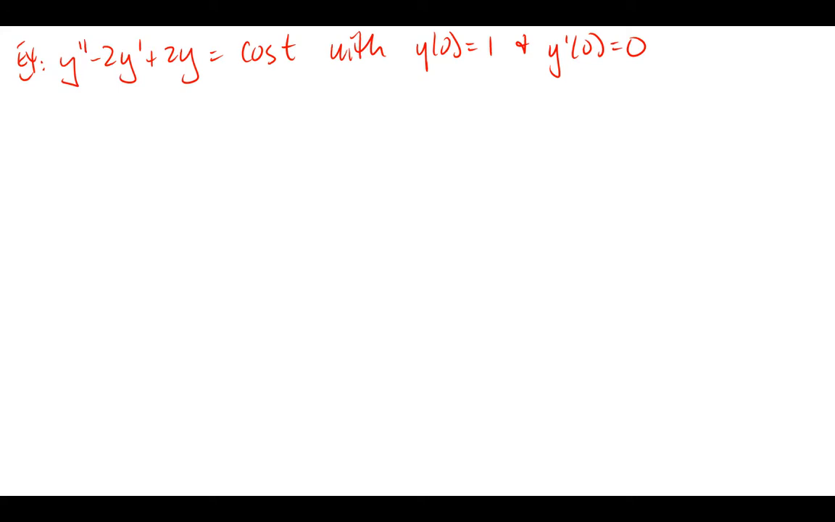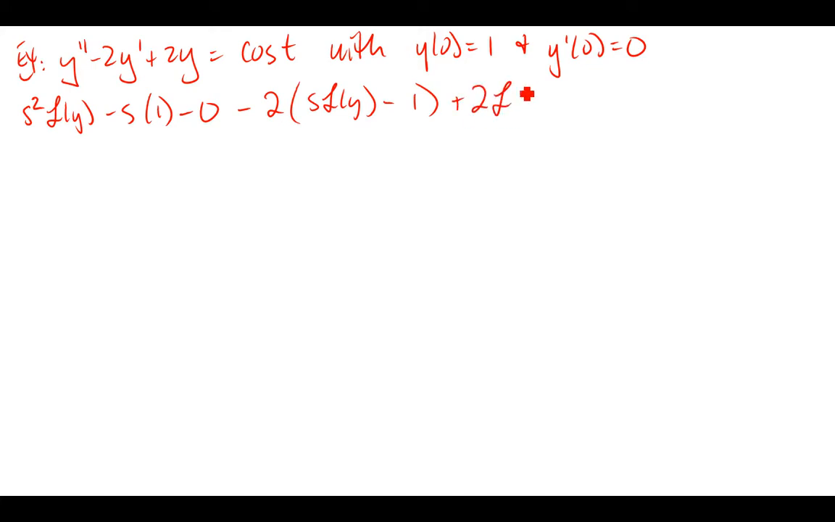So we take the transform of both sides, and we see what happens. So if I do the transform of y double prime, I get s squared Laplace of y minus s times y of 0, that's 1, minus y prime of 0, that's 0. All right, so that's the Laplace of y double prime. And then I have negative 2 times the Laplace of y prime, which is s Laplace of y minus y of 0.